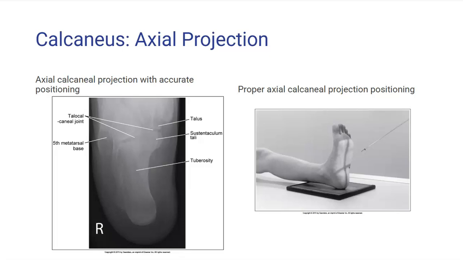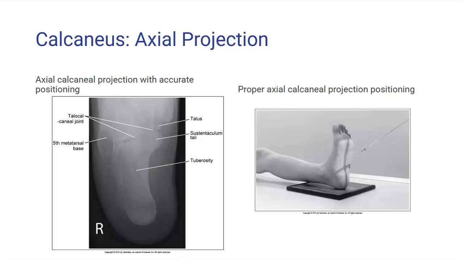Image analysis guidelines for the axial projection of the calcaneus state that the talocalcaneal joint is demonstrated as open. The calcaneal tuberosity should be demonstrated with minimal distortion. The distal metatarsals are not demonstrated on the medial or lateral aspect of the foot. The sustentaculum tali is in profile.